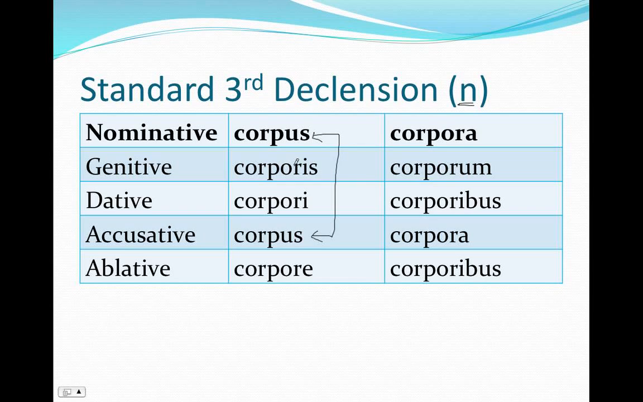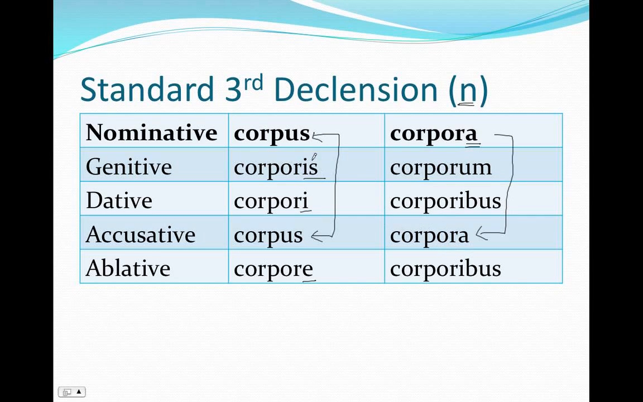So in the singular: corpus, corporis, corpori, corpus (same as the nominative), corpore. If we look at the singular, these endings are consistent. The genitive, dative, and ablative are consistent with what you already learned. And in the plural, the nominative plural ends in a, just like in the second declension neuters, like dona. Corpora, corporum, corporibus, and then the accusative plural is the same as the nominative plural: corpora, corporibus.